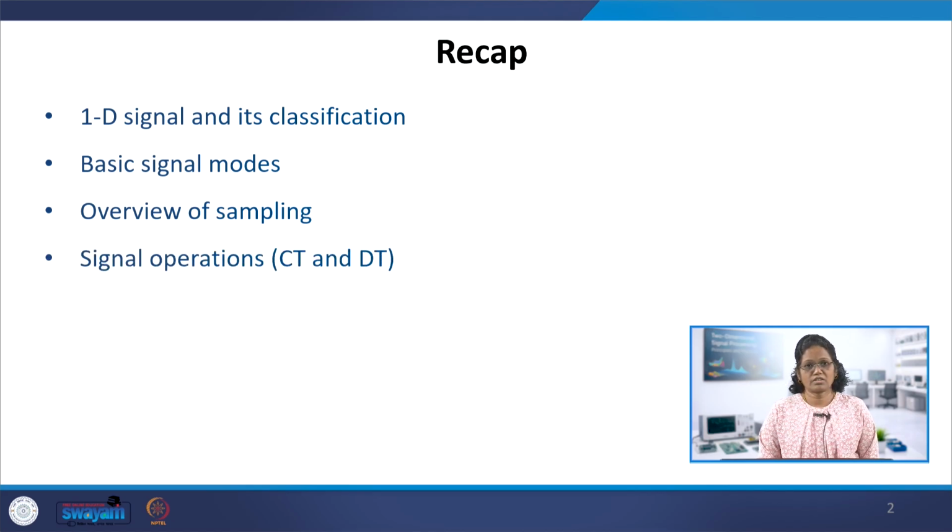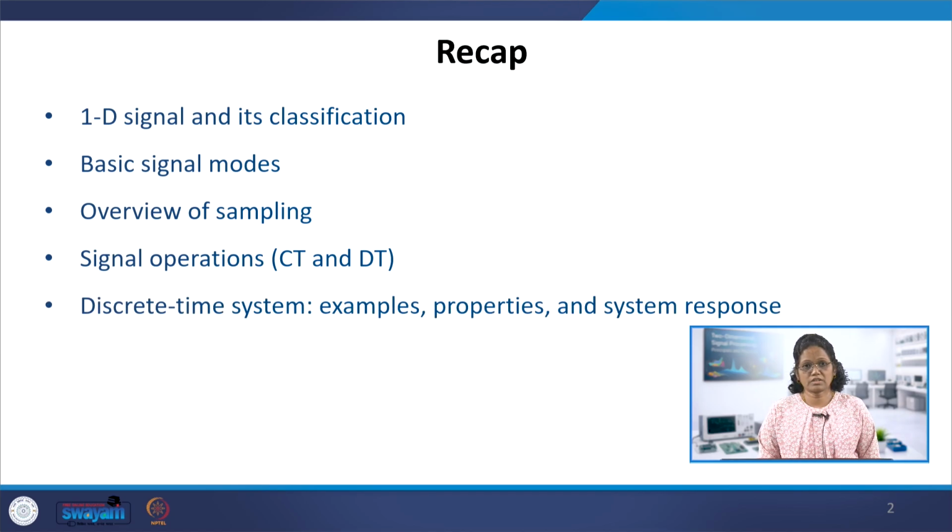We have also done the signal operations on continuous and discrete time cases, where shifting and scaling, what is the order of preference we have to follow, or if you change the order, what has to be taken care of. So these signal operations on continuous time and discrete time we had discussed.